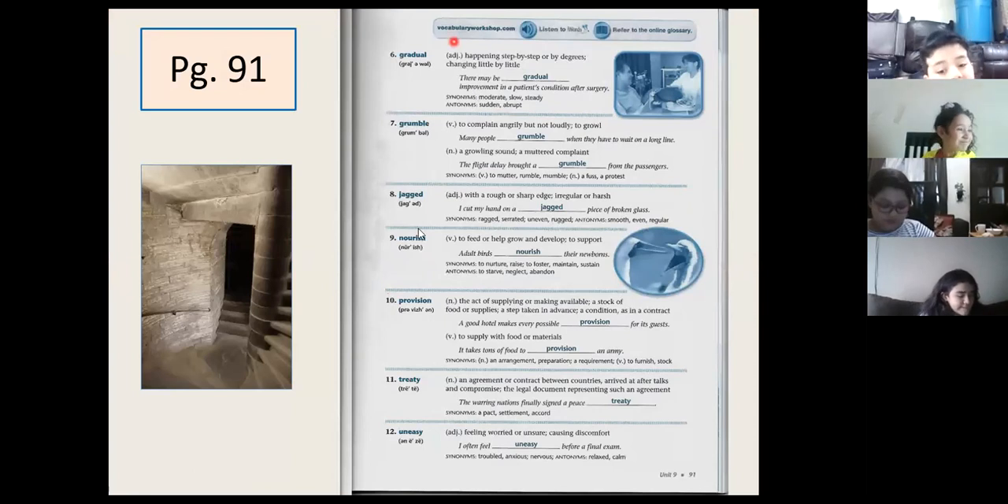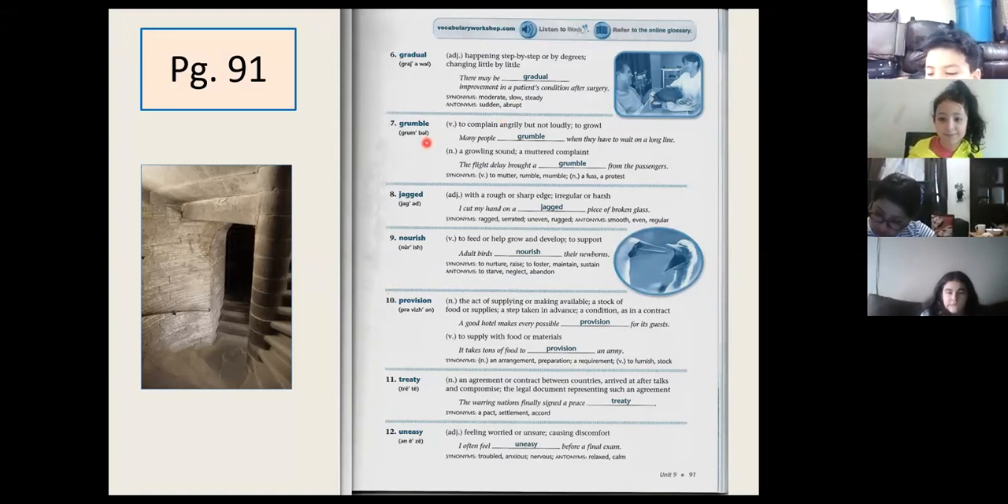Also, we have the word here, number 6, that is gradual. Remember, gradual is when you are working on something step by step. It's gradually, it's not all the things at the same time. So it is something that can be slow. Moderate, and the antonyms are sudden and abrupt.